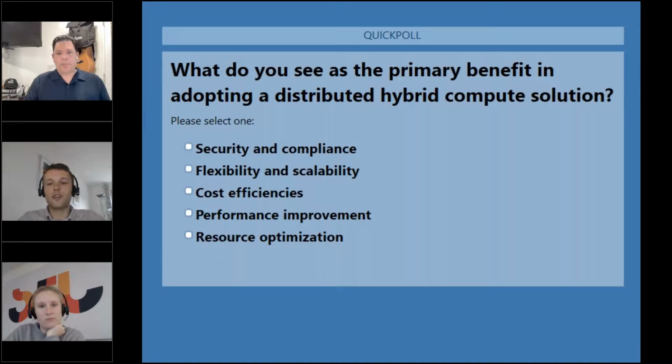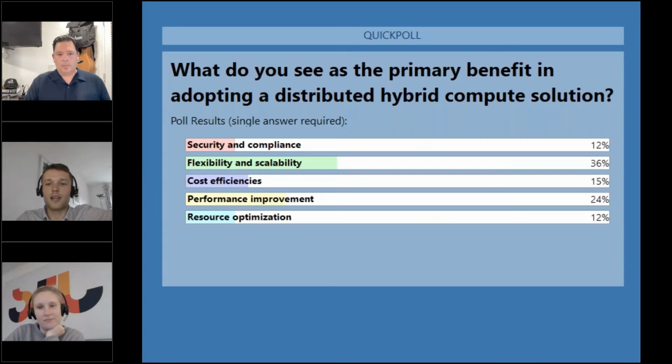So yeah, just give you a last couple of seconds, and then we will close the poll and show the results on screen for both Tilly and Adrian to comment on for you. So yeah, happy to close the poll now. Perfect. So yeah, you should now see the results on the screen pop up. So as you can see here, it's flexibility and scalability at 36%, and then performance improvement at 24% as the 2 primary triggers.